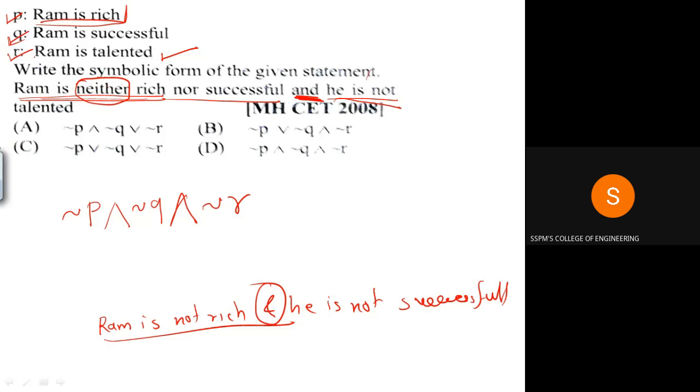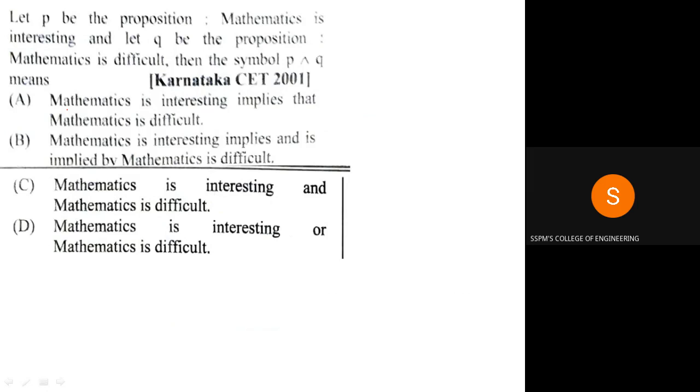What does R mean? R means Ram is talented. So Ram is not talented. How do we write Ram is not talented? We will use negation of that statement. So negation of R. So this is the correct option. Which option is correct here? A is the correct option here. This example was asked in the 2008 CET examination. This is also asked in the CET exam.